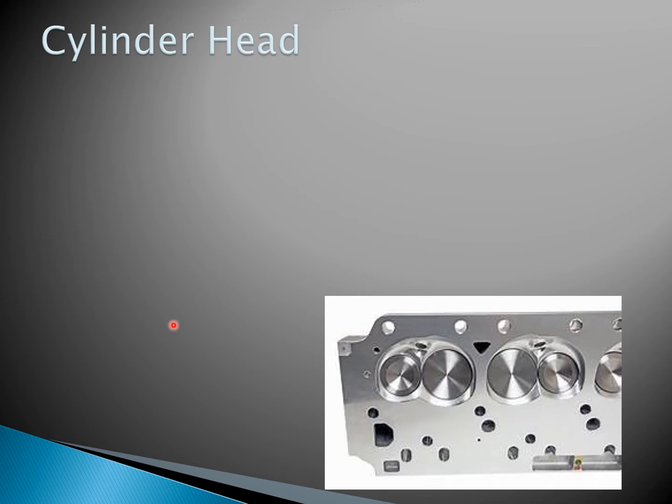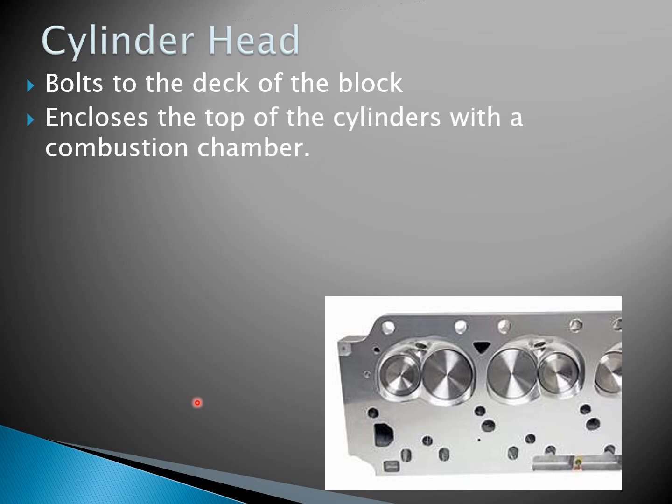Now, this is underneath. This is the portion that bolts to the deck of the block. So you can see these would be bolt holes here. These other little passages, and we'll talk about that some more, are water jackets and oil passages for oil and water or coolant to flow through the engine to help cool it. So this encloses the top of the cylinders with the combustion chamber.